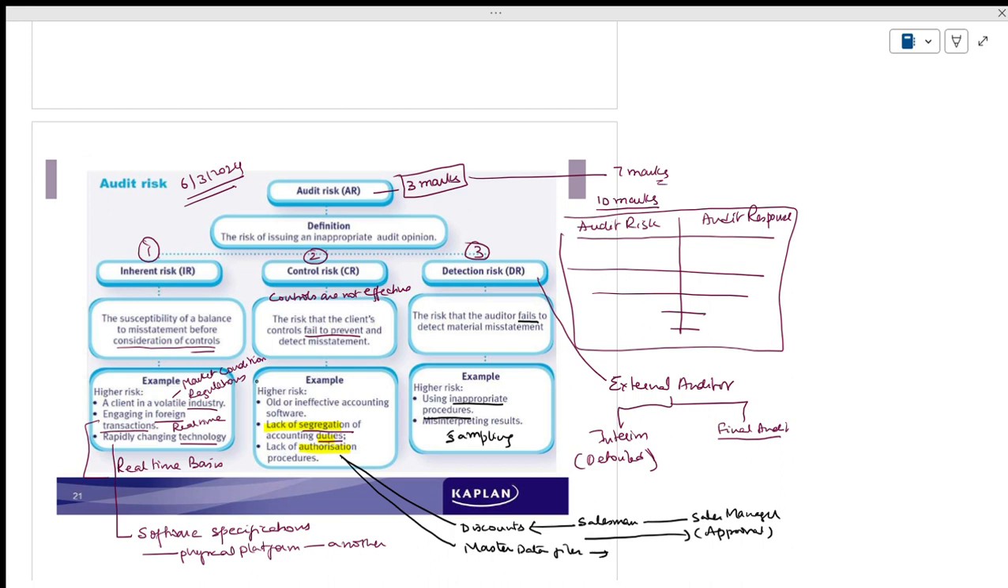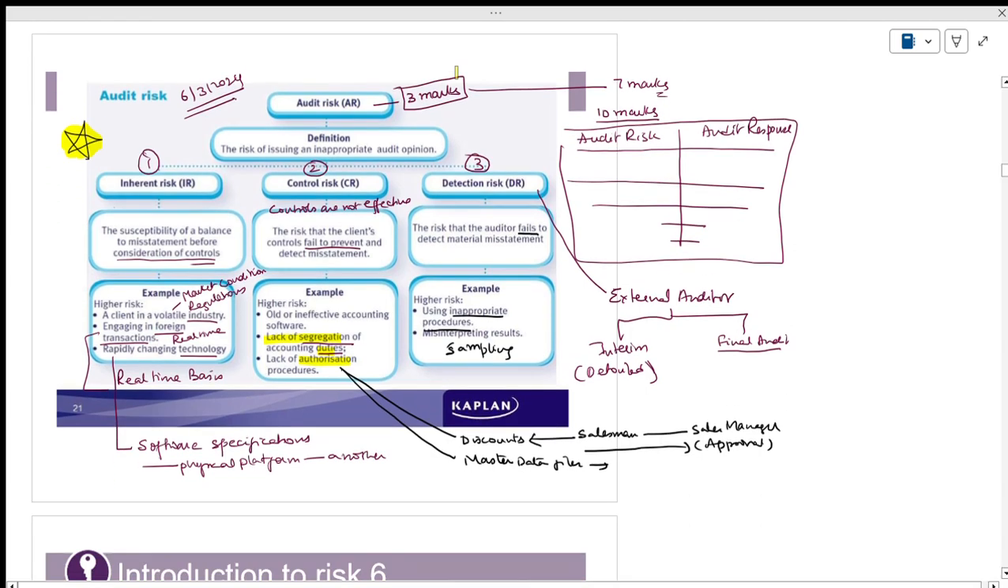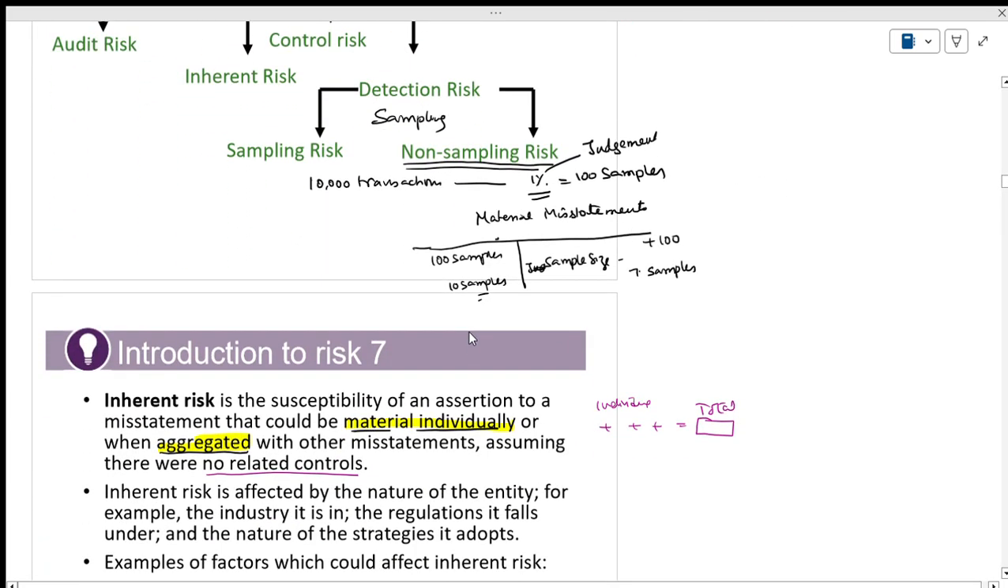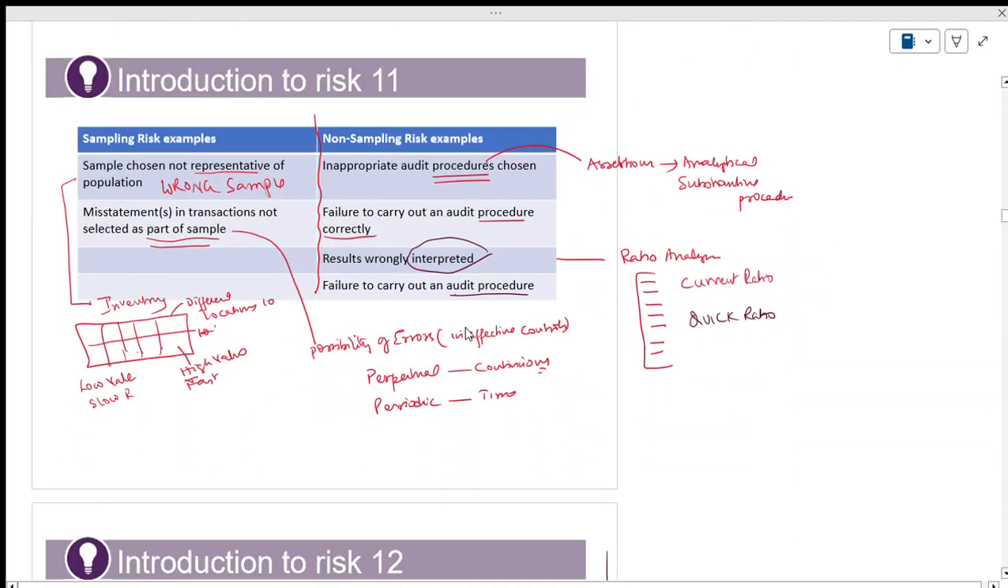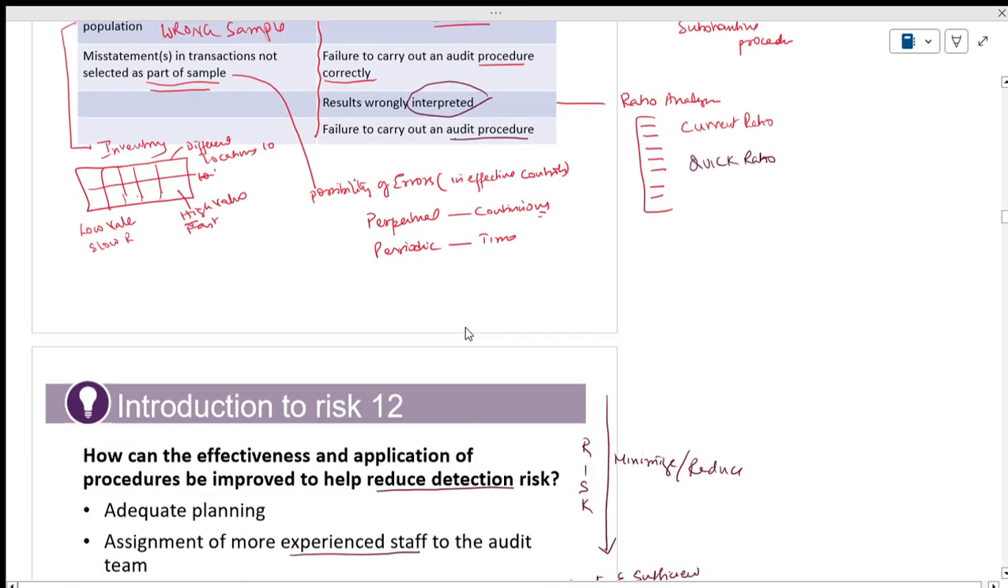If you find difficulty, at least make sure that you cover this slide. It will give you a complete understanding of the concept of inherent risk, detection risk, and control risk, and the different examples. They have mentioned it in detail. What is sampling risk and non-sampling risk?